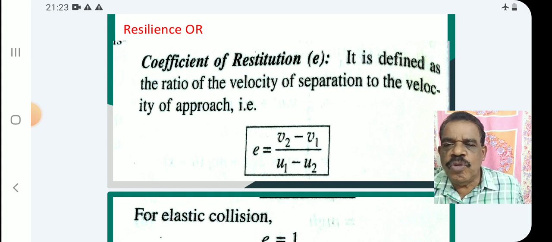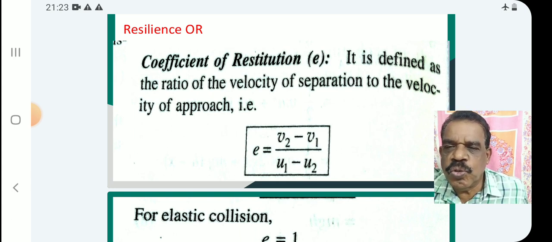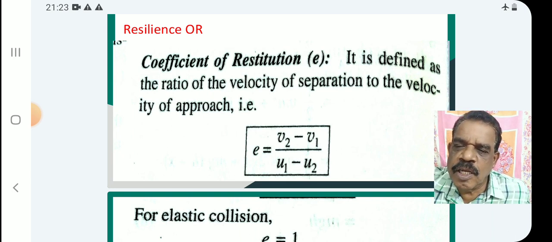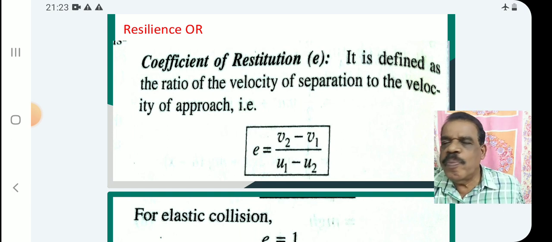That is, e is equal to v2 minus v1 by u1 minus u2. Or we can say minus of v1 minus v2 by u1 minus u2. Or you remember e is v2 minus v1 by u1 minus u2.